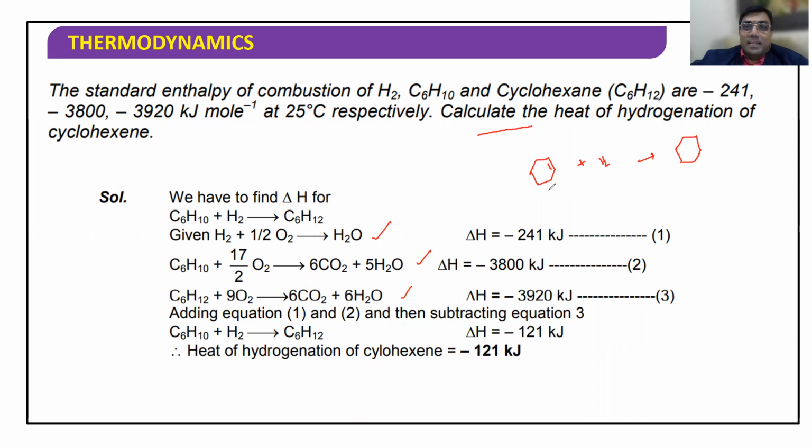Now let us see. Left side. Here the requirement is what? Cyclohexane should be on the left side. Agreed? So in these three reactions, cyclohexane is which side? Left side, sir. Cyclohexane is C6H10. Left side only. Agreed or not? So here, this should be plus.